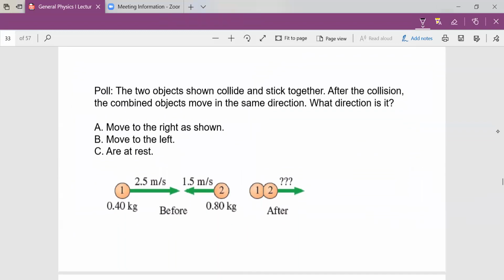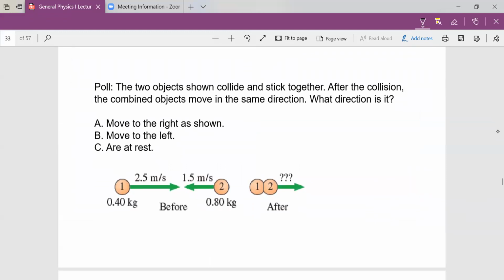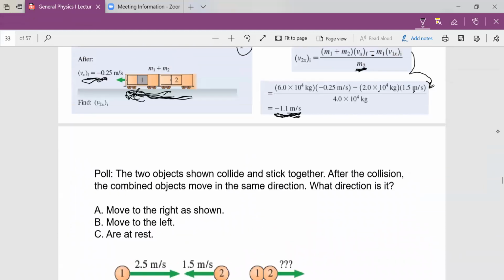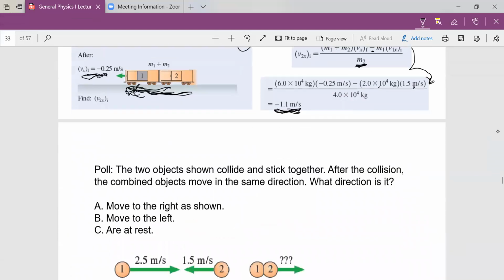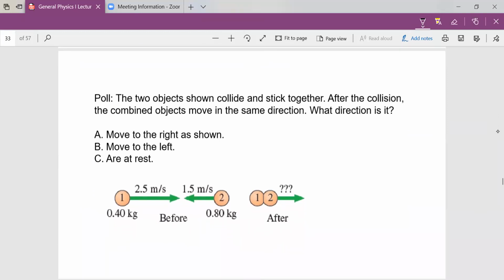This example, I believe, is straightforward. So let's quickly look at these two examples given to us from the understanding of what we just did. Look at these two objects. Their masses are given and their velocities are given. They collided and stuck together. They moved with the same velocity. But we want to know the direction.